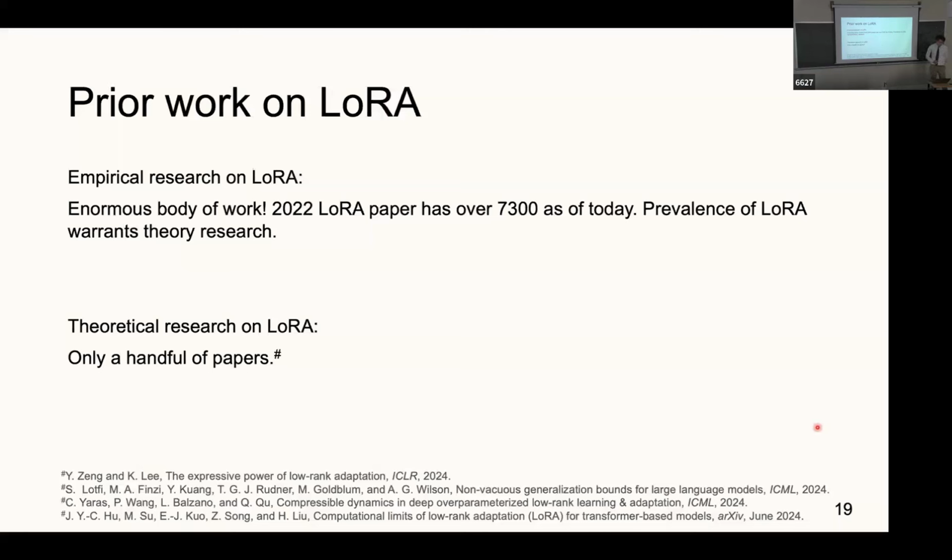Literally everybody uses LoRA. The idea of LoRA was published in 2022, and as of today, it has more than 7,300 citations. So the prevalence of LoRA really warrants theoretical research. But there has only been a handful of papers that really analyze the behavior, the training dynamics, or the statistical guarantees, the effectiveness of LoRA in a theoretical way. So I think this is a fertile area where a lot of high impact and interesting theoretical research can happen.